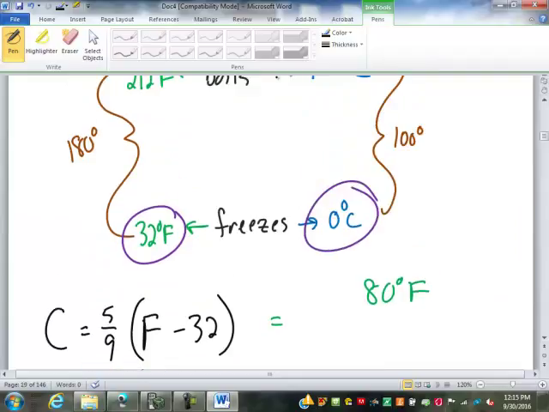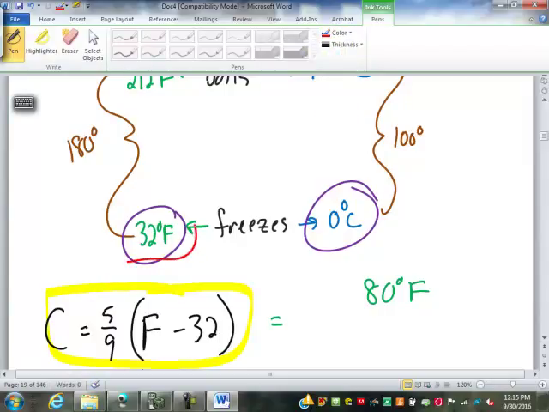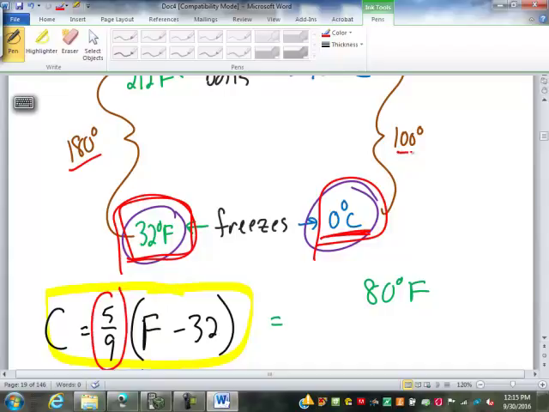Where this formula comes from: the subtracting 32 is because the starting points are off by 32 degrees. Subtracting 32 takes the Fahrenheit temperature down to 0, to a common 0 point. The 5/9 comes from the 180 and the 100. The ratio of 100 degrees between freezing and boiling to 180 degrees between freezing and boiling, if I reduce that down, both divide by 20, gives me 5/9. So it's a 5:9 ratio.